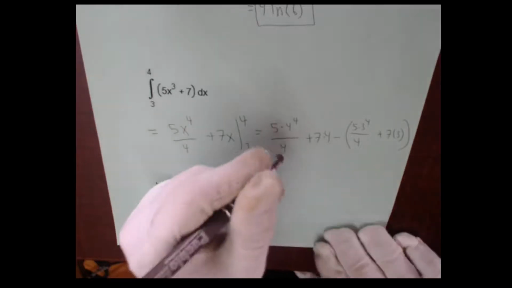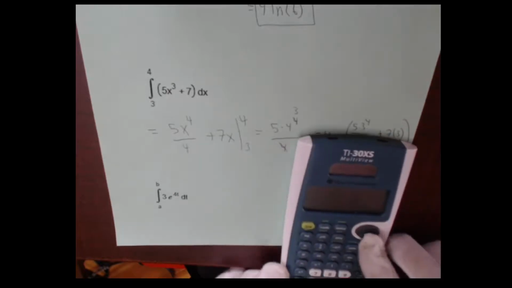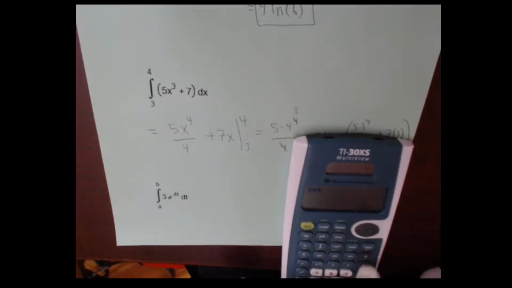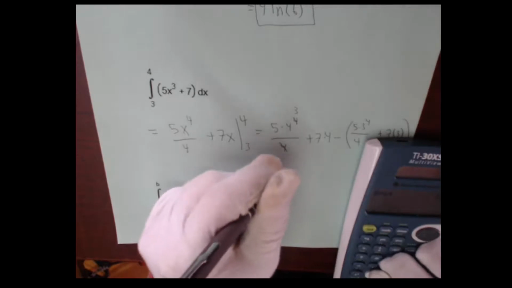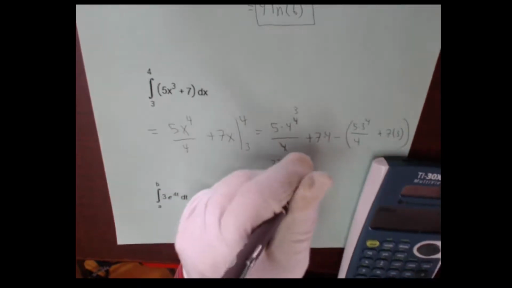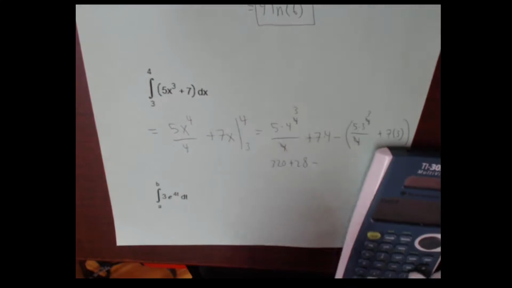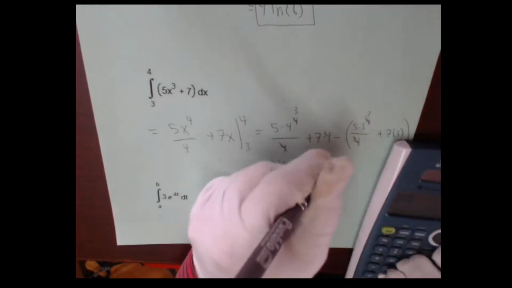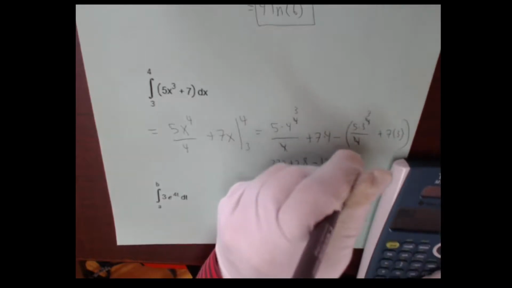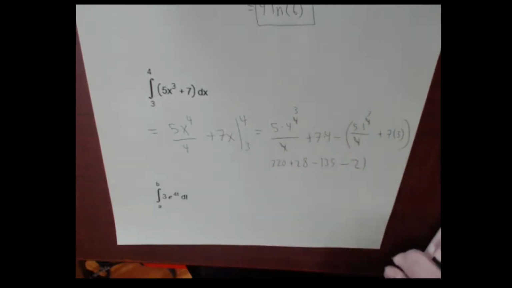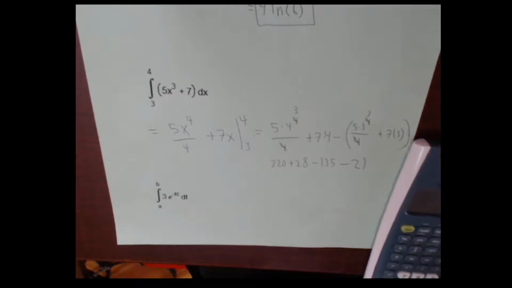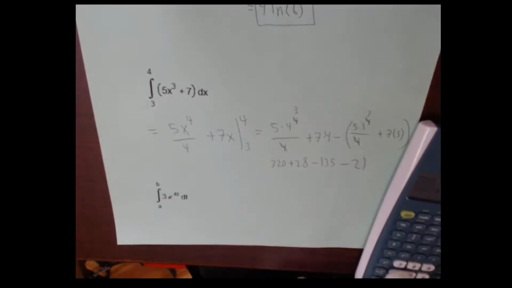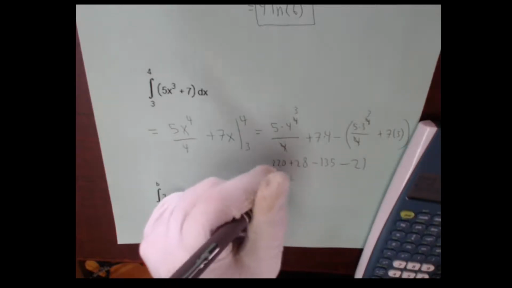Okay, let's just wrap it up. One of these 4's will cancel, making that a 3. So that's going to be 5 times 64, which is 320, plus 28, minus, one of these 4's cancel, so that's 3 times 3 to the third is 27, times 5. So I'm going to write minus 135 minus 21, because remember that negative sign distributes. 320 plus 28 minus 135 minus 21 is equal to 192.